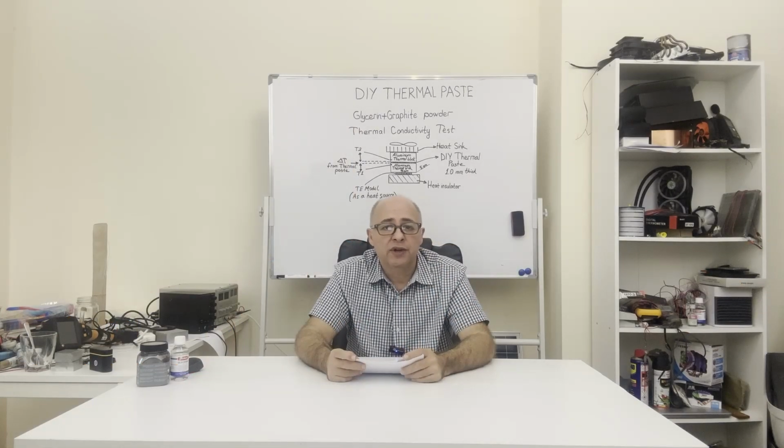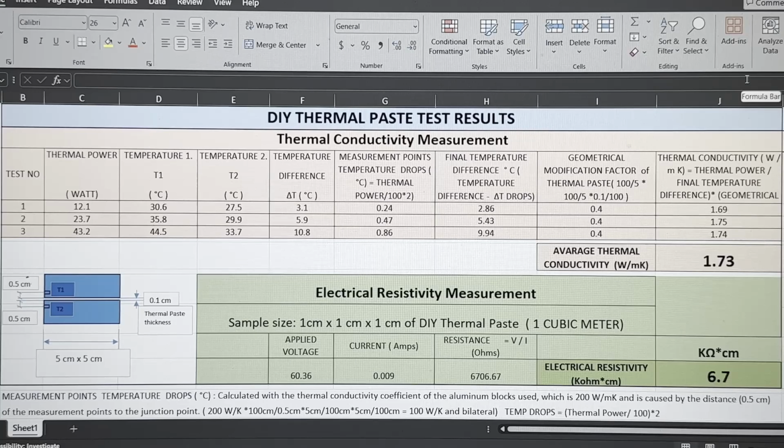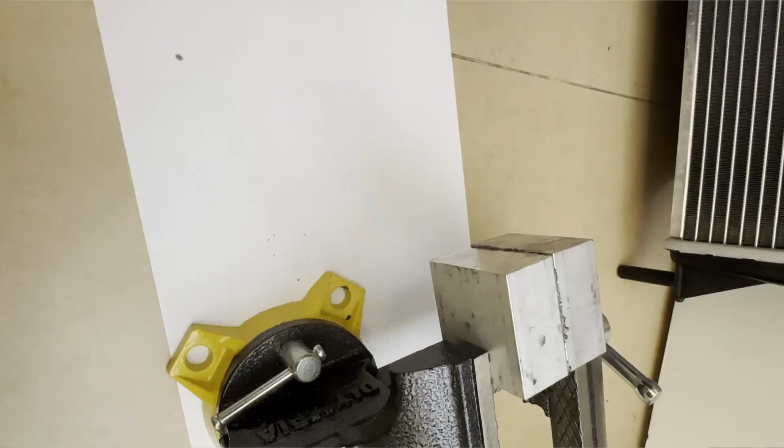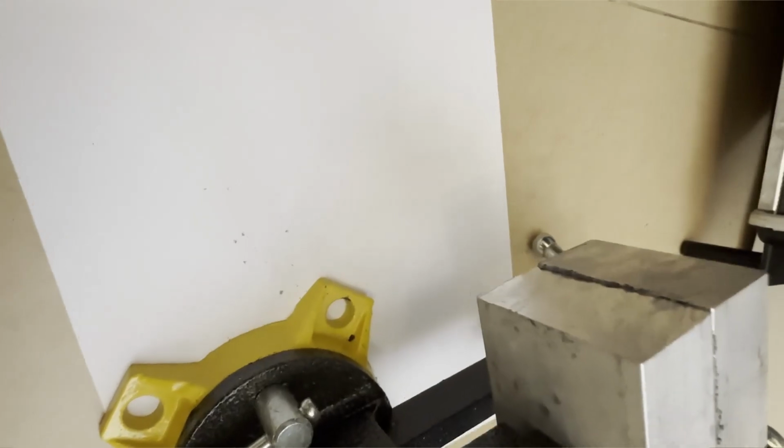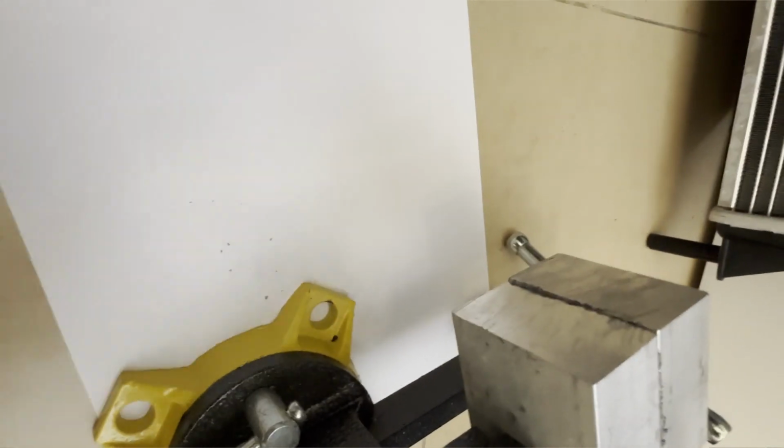The thermal conductivity of our thermal paste mixture was calculated as 1.73 watt per meter Kelvin. It is seen that the thermal paste we produce has a better conductivity value than some thermal paste sold on the market. When we look at the leakage results after 4 days, we see that no leakage was detected.